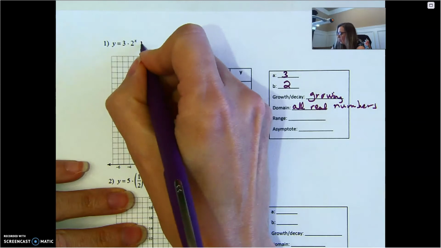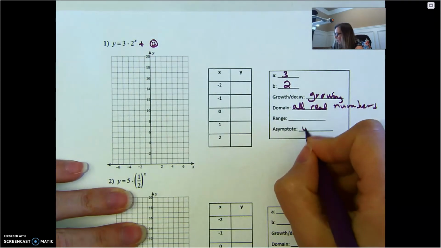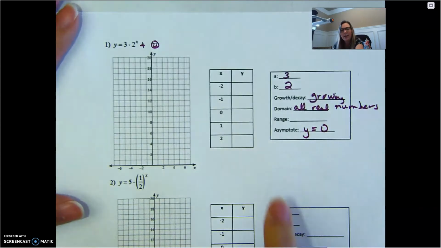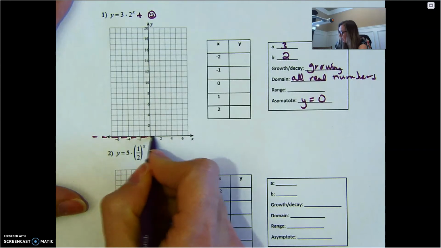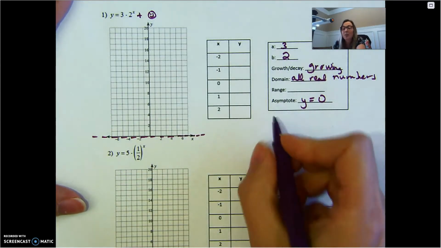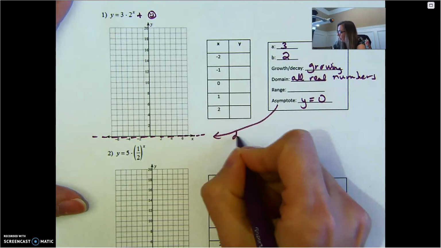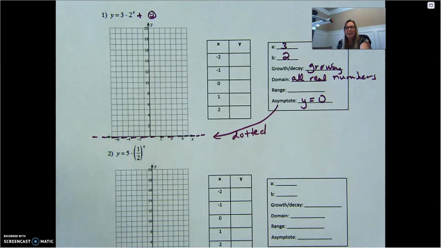The asymptote: there is nothing being added here, so your asymptote is just going to be at the y equals 0 line. Right here, y equals 0 is on the x-axis. Whenever you graph an asymptote, please make it a dotted line. It's that invisible electric fence, we don't want to touch it.